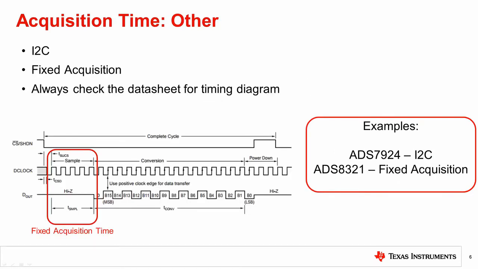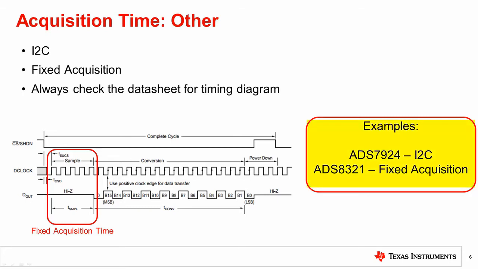Not all SAR ADCs will fall into one of these two categories for conversion clocks. For example, devices with an I2C interface will operate very differently from devices with an SPI interface. Some of the I2C devices will have registers that the user writes to in order to set the acquisition time. Also, some of the SPI devices will have a fixed acquisition window. This means the device will only acquire for a fixed number of S-clock periods. The timing diagram shown is for a fixed acquisition type of device.